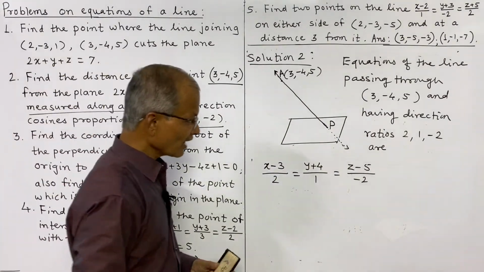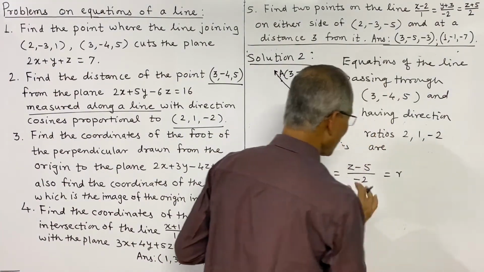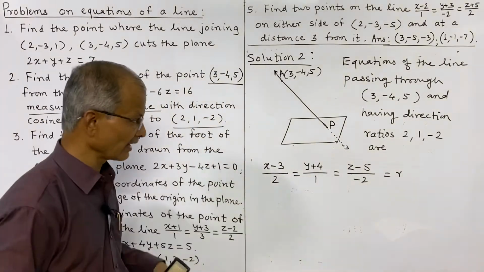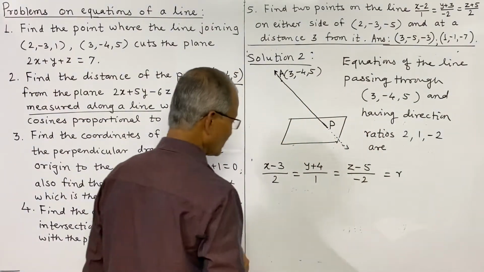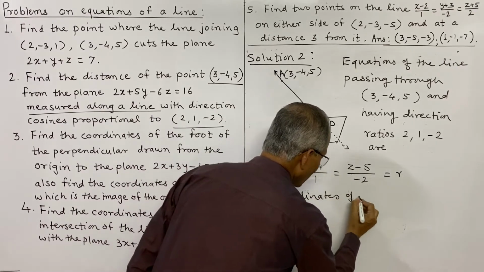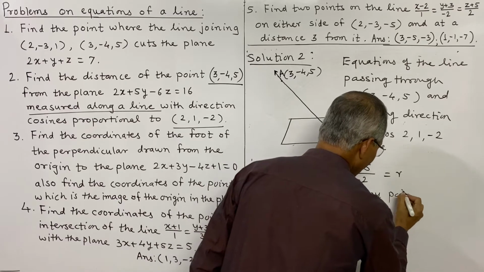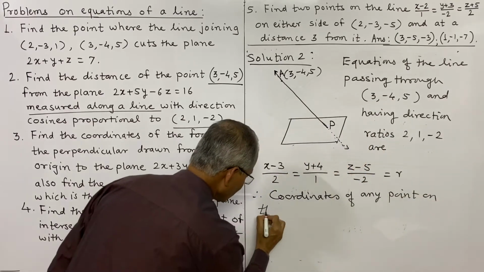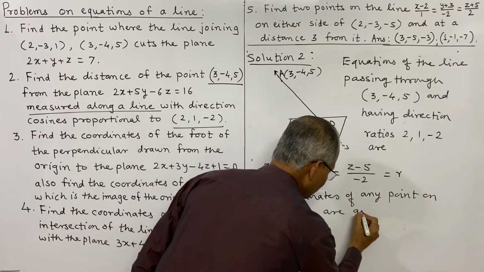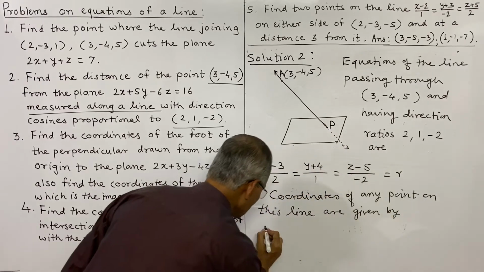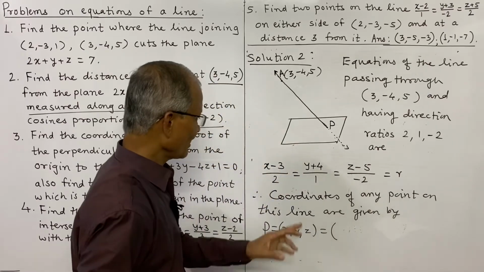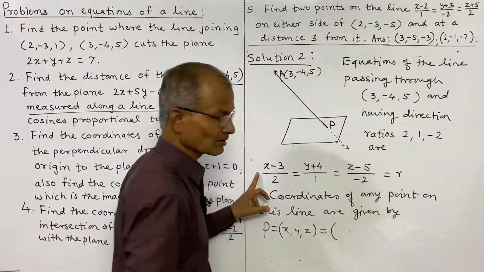So we again assume this is equal to R, because we have to write the coordinates of a point on this line, a general point on this line or any point on this line. So this is equal to R, and therefore the coordinates of any point on this line are given by, that is again we can consider P as x, y, z, and this is equal to, find the value of x, equate the first ratio and the last number R.